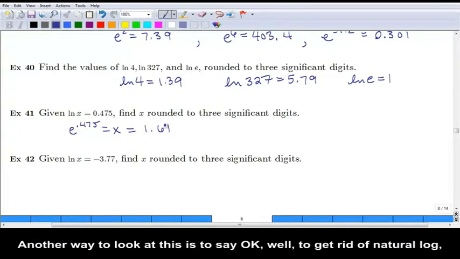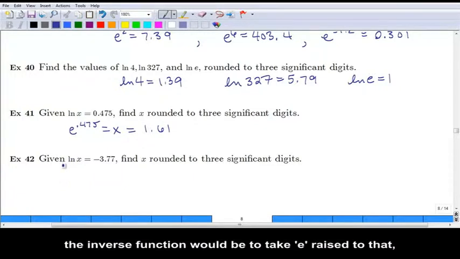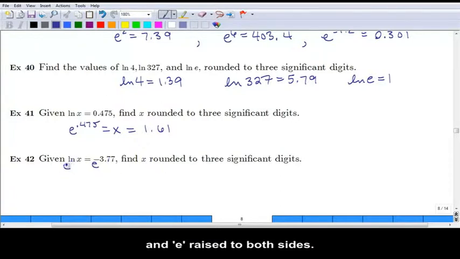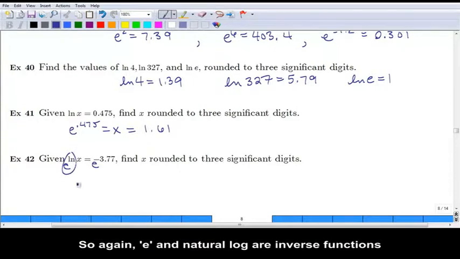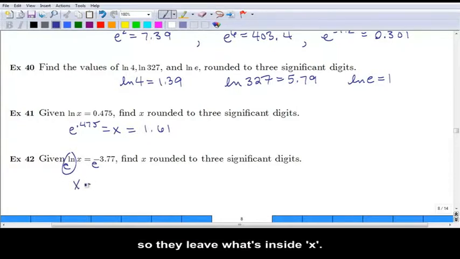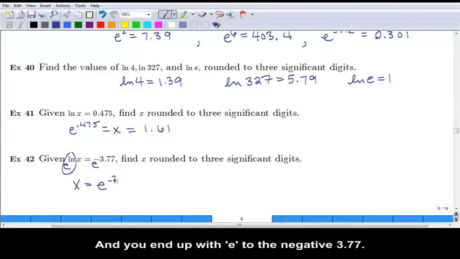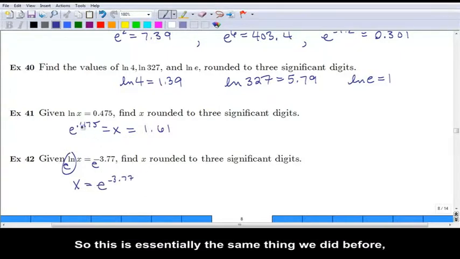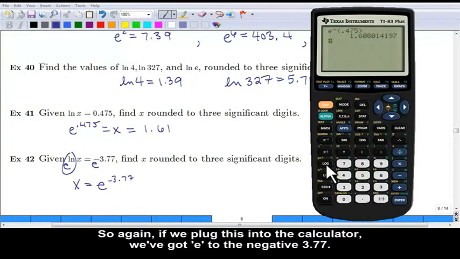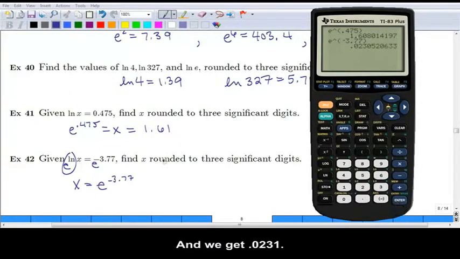Another way to look at this is to say, okay, to get rid of natural log, the inverse function would be to take e raised to both sides. So again, e and natural log are inverse functions, so they leave what's inside, x, and you end up with e to the negative 3.77. So this is essentially the same thing we did before, it's just that the sides of the equation are flipped. So again, if we plug this into the calculator, we've got e to the negative 3.77, and we get 0.0231.